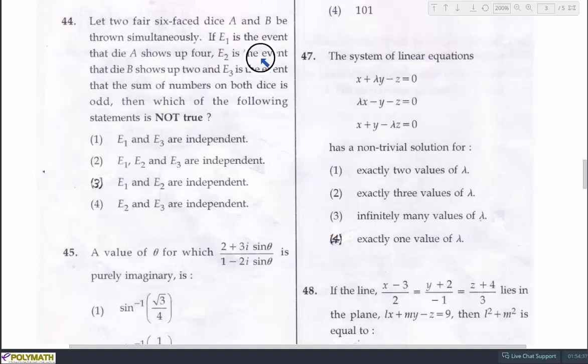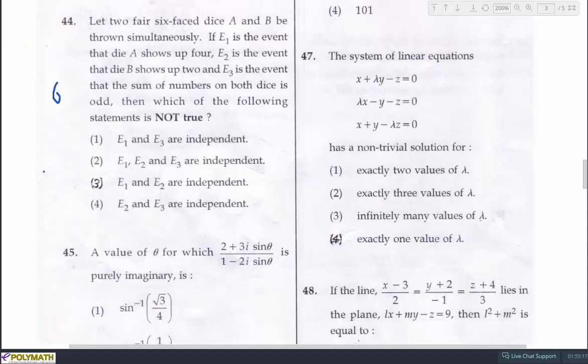And E2 is the event that die B shows up 2. Getting number 2 on die B is also 1 by 6. Don't forget, so P of E1 is 1 by 6, P of E2 is also 1 by 6. And E3 is the event that the sum of the numbers on both dice is odd. Sum of the numbers on both dice being odd means, when 2 dice are thrown simultaneously, there will be 6 into 6 outcomes.